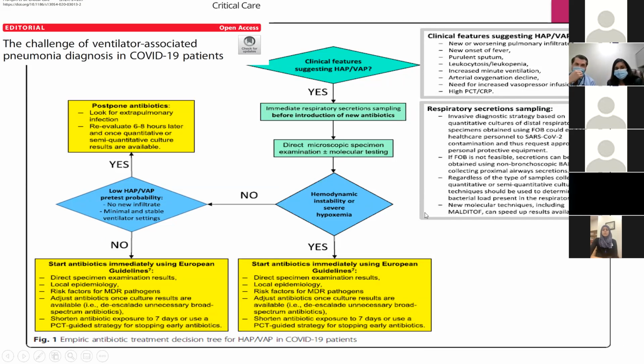And this was an editorial: the challenge of ventilator-associated pneumonia diagnosis in COVID-19 patients. I think a lot of people are recognizing that a number of patients in the ICU get intubated, are put on a ventilator, and then just linger there for a long time. They can stay ventilated, and there's a concern for infection up front, and people get started on antibiotics and then never stop. Yeah, and that happens everywhere.